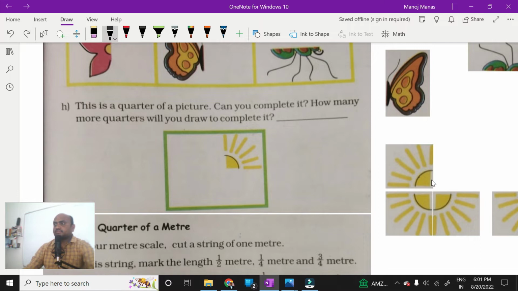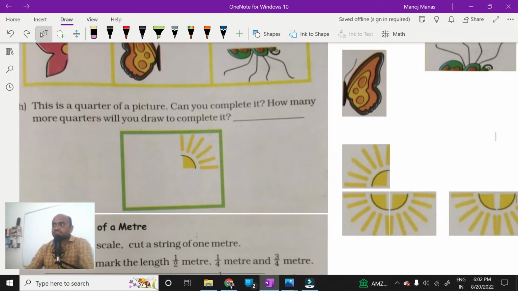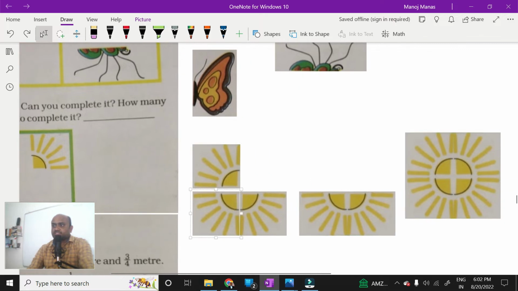Those 3 more are copied here. This is the first one, second one, and third one, and all together, if you arrange them, then the diagram looks like this. This is after arranging the lower parts, and then after arranging all 4 parts, the diagram looks like this. So this is how the diagram looks after completion of this activity.